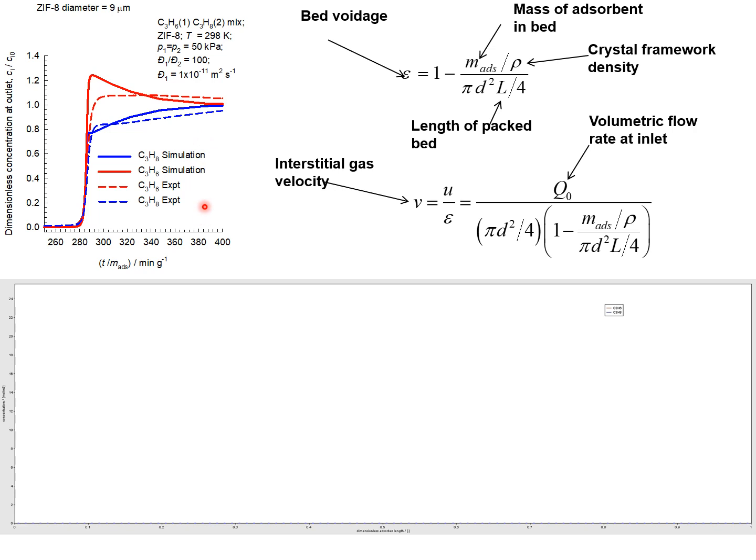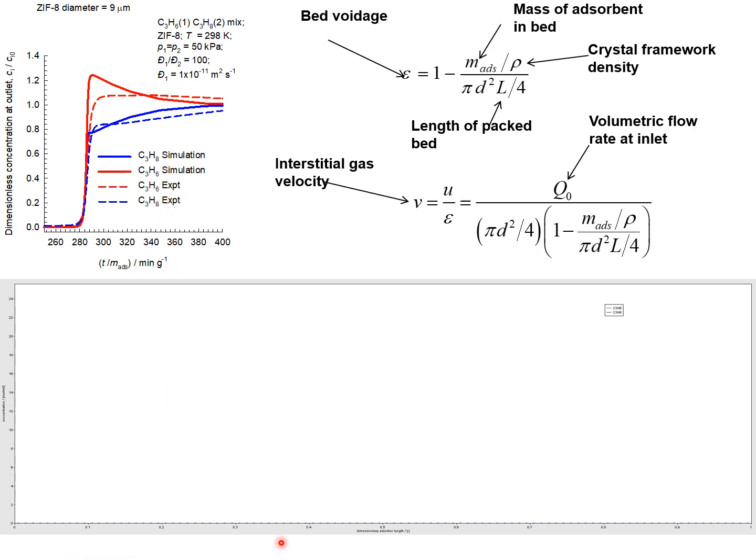From the dimensions of the fixed bed and the mass of adsorbent used, and the specified length of the packed bed and the crystal framework density of C3H8, which happens to be 924 kilograms per cubic meter, we can determine the bed voidage, and if the volumetric flow rate at the inlet Q0 is taken to be 0.4 milliliters per minute, as in the experiments, we can determine the interstitial gas velocities. These bed voidages, interstitial gas velocities, and bed lengths are important in breakthrough simulations.